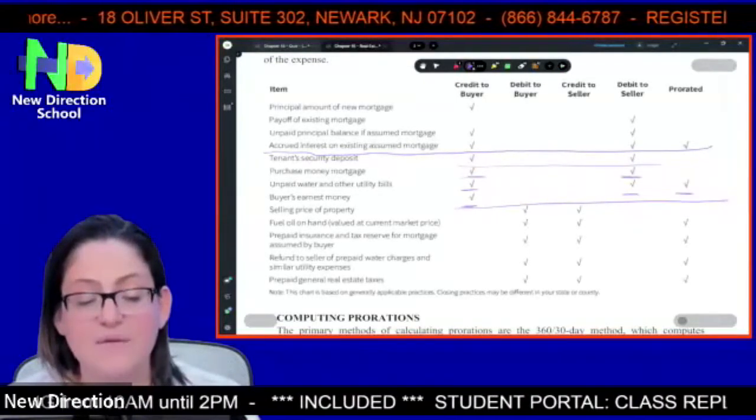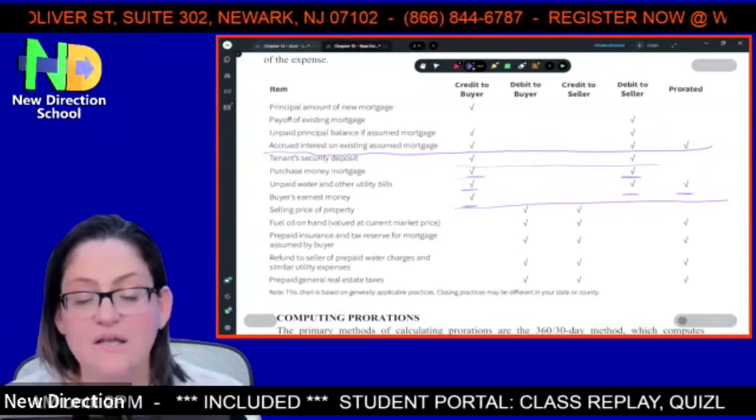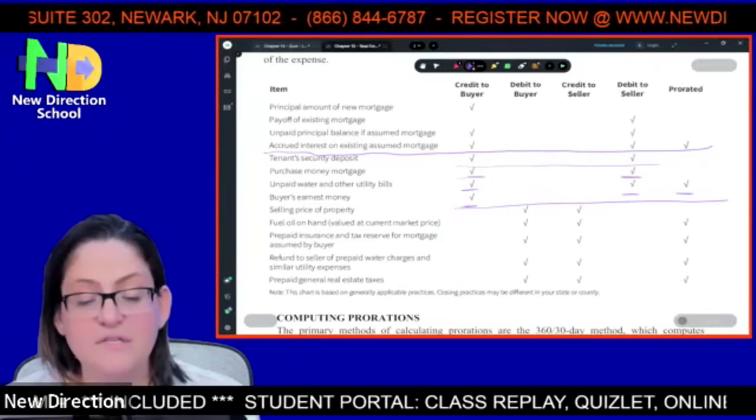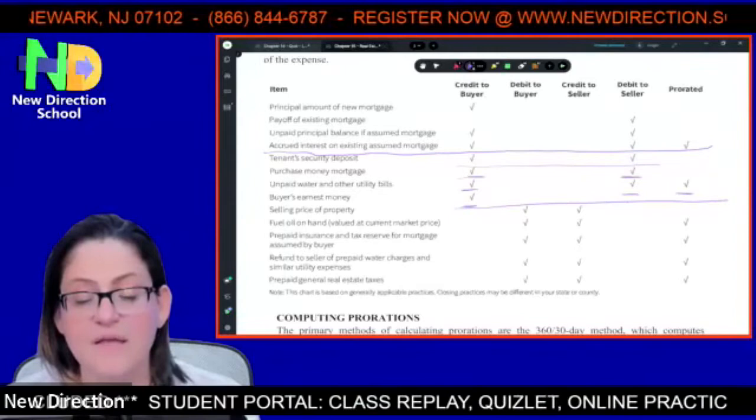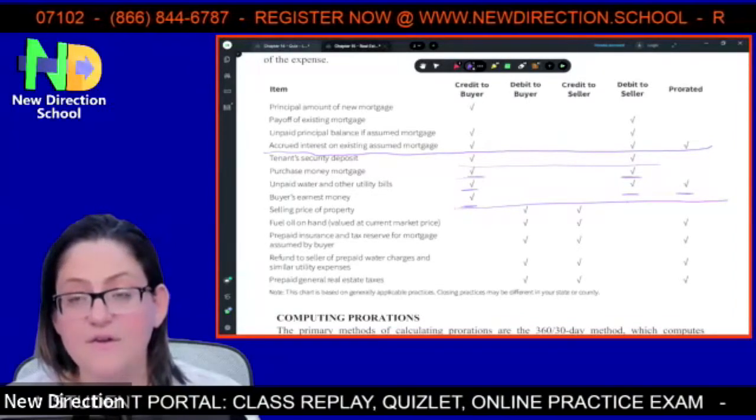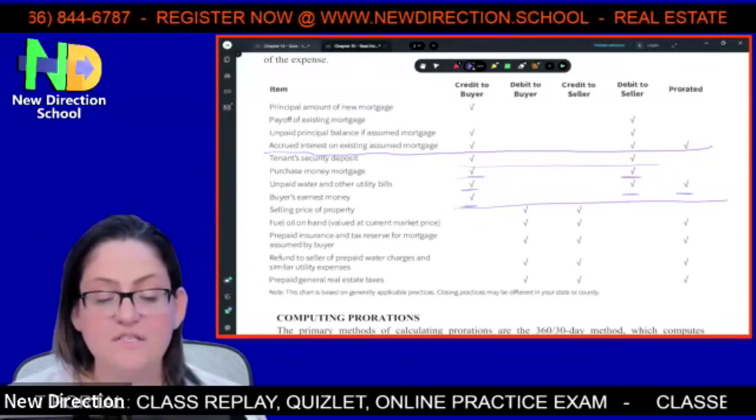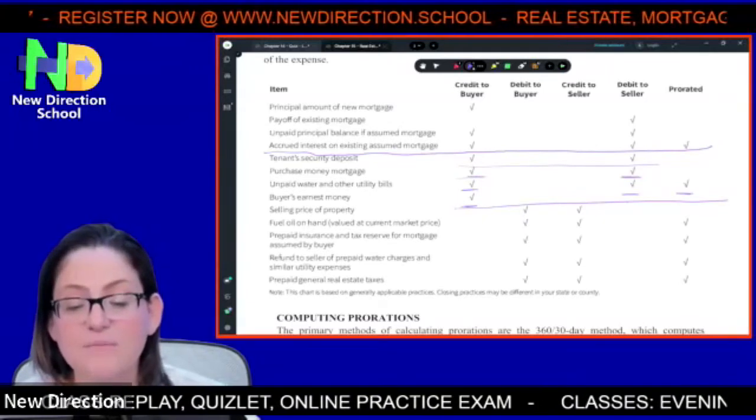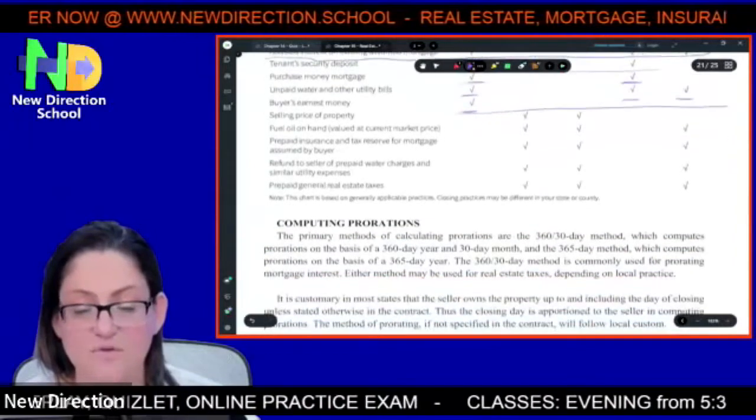it's prorated. Refund to seller of prepaid water charges, it has nothing. Similar utility expenses, debit to buyer, credit to seller, and it's prorated. Prepaid general real estate taxes, debit to buyer, credit to seller, and prorated. Okay, this chart is based on generally applicable practices. Closing practices may be different in your state or county. Okay, that's the disclosure there.